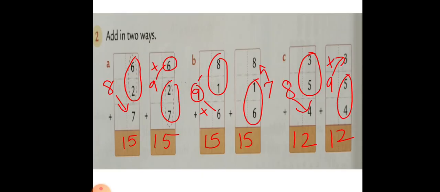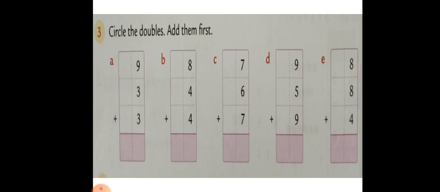Next now. Yes. On the walk they saw 8 mango trees, 5 tamarind trees and 8 jackfruit trees. So how many trees are there? Now it is 8 plus 5 plus 8. Let us now solve the sum. Circle the doubles. Okay, these are all doubles.